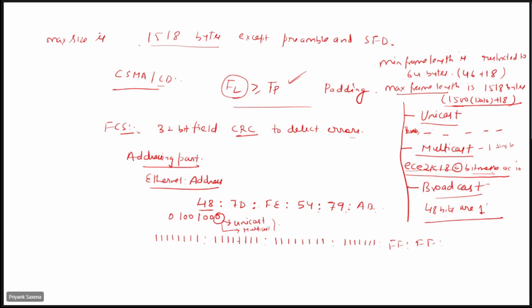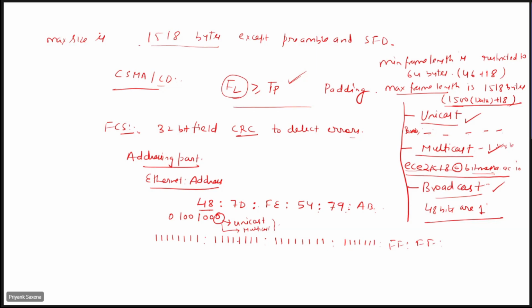Okay, so it supports three types of addresses: unicast, multicast, broadcast. Unicast means you will be sending a mail to one of your friends. Okay, unicast. Multicast, you will be sending a frame to your ECE group. Okay, so that is multicast. Broadcast means you will be sending it to all the stations present on the network.